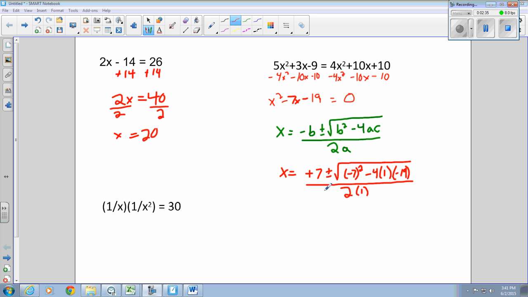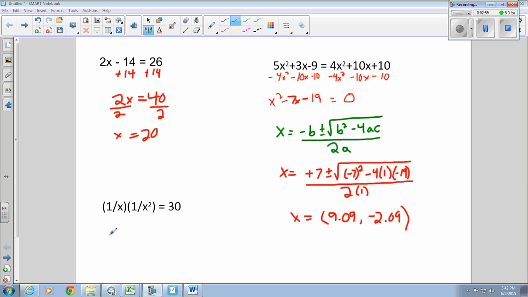And as you do the math, please keep in mind when you do the negative 7 squared, you're going to get a positive 49, and when you multiply these two, the negative will go away also. So you're going to calculate this, and you will figure out that x is equal to 9.09 or negative 2.09.